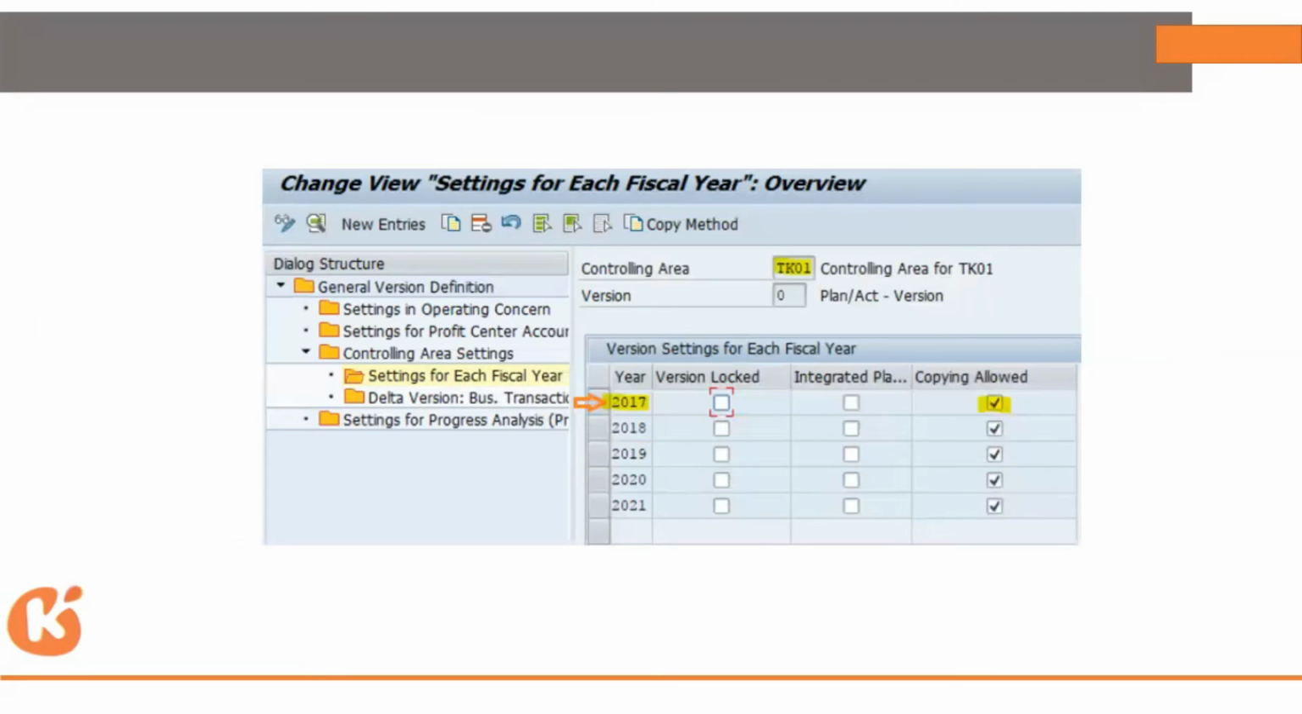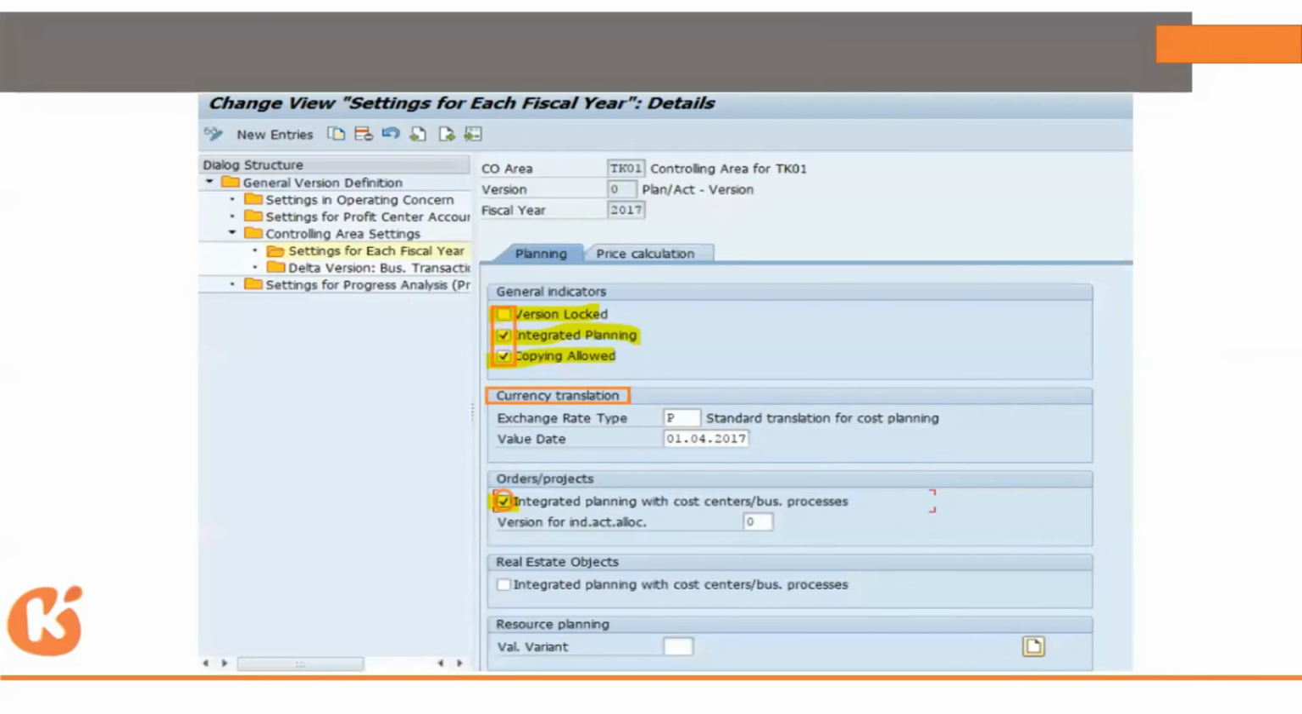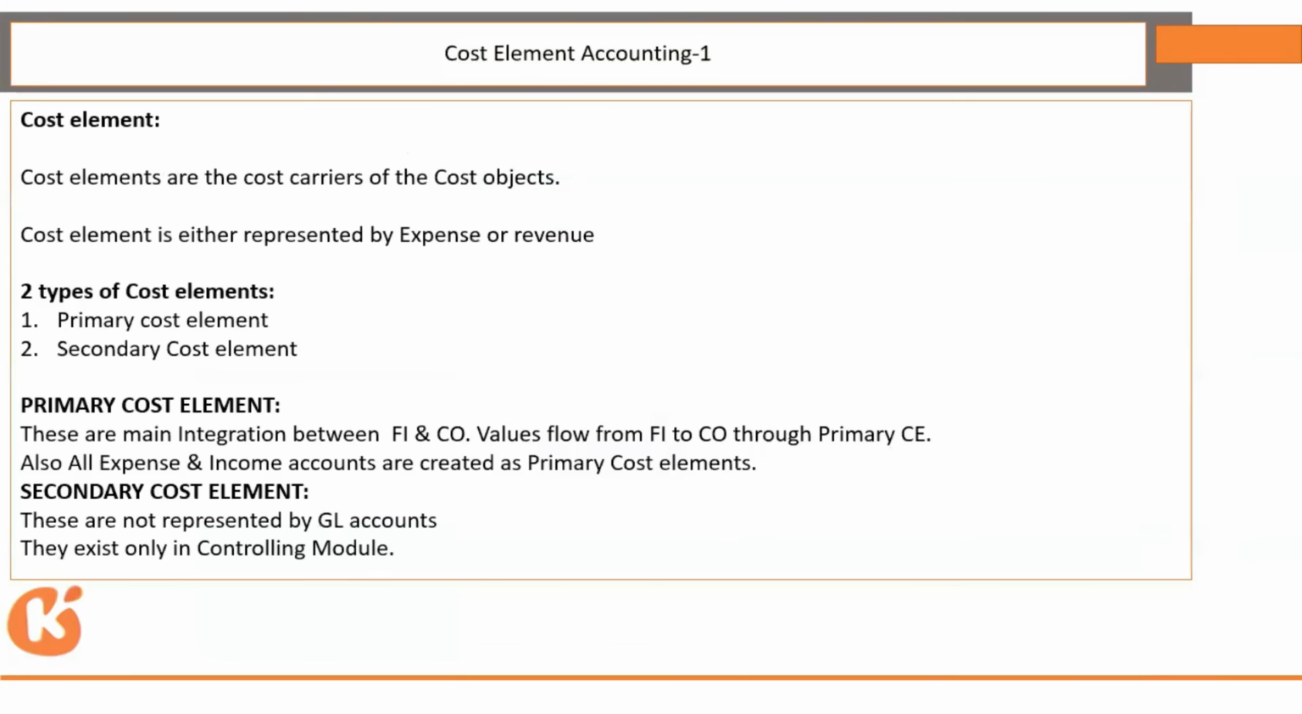So this is all about controlling area settings. Okay, so we will actually do the same in the system. We'll try to create a controlling area, assign it to the company code, create a number range, assign that number range to the business transaction type, we create a version, and we maintain these configuration parameters. Okay, so once we have completed this, there is something called cost element accounting.